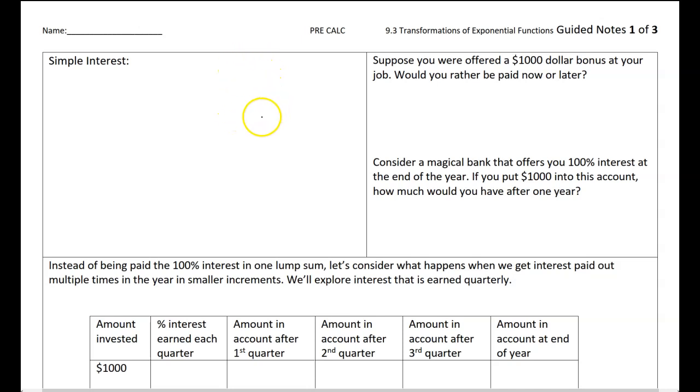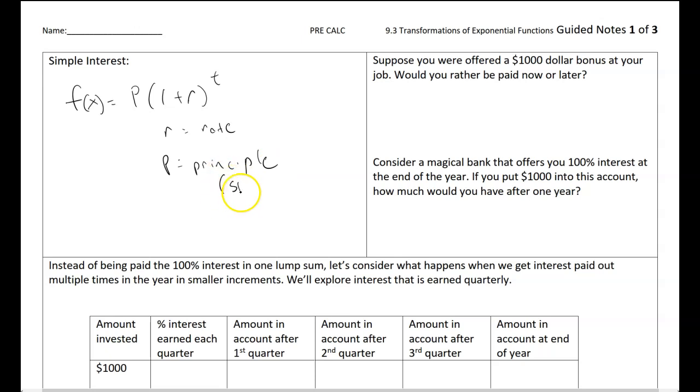All right, in this lesson, we're going to expand our idea of percentage growth, exponential growth, to tackle a variety of contexts using interest. So what we mean by simple interest is that my future value, F, is given by my principal times 1 plus r to the t, where r is the rate, P is principal, and that's just your starting value, and t is time.